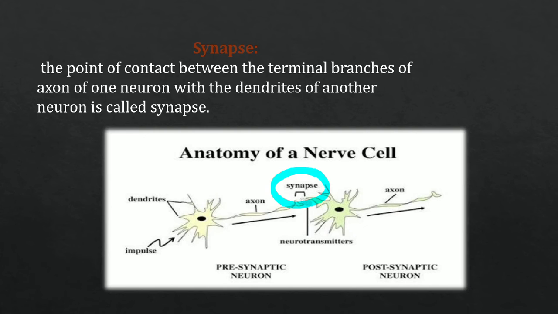As we studied, our brain is made up of billions of cells. Now we will study how these nerves are joined with each other. The point of contact between the terminal branches of the axon of one neuron and the dendrites of the other neuron is called synapse. So we can say that by the synapse the different nerve cells join and pass information from one nerve to another nerve and finally into the brain.